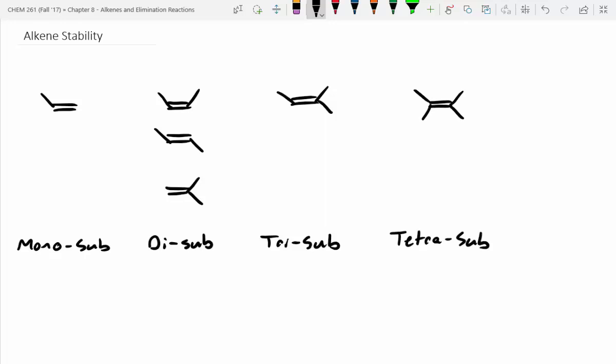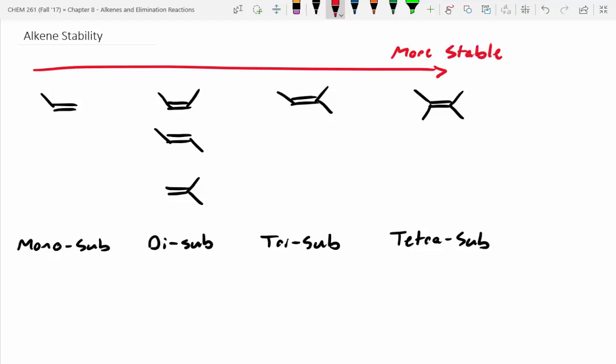All right, now the question is, which of these is more stable? Monosubstituted, disubstituted, tri-substituted, or tetra-substituted? It's a little bit abstract, but I'll give you a hint. It's closely related to the stability of carbocations. What do you guys think? Tetra-substituted, right? Carbocations were more stable when they had more alkyl groups coming off of them. Same thing is true with alkenes, so these get more stable the more substituted they are.